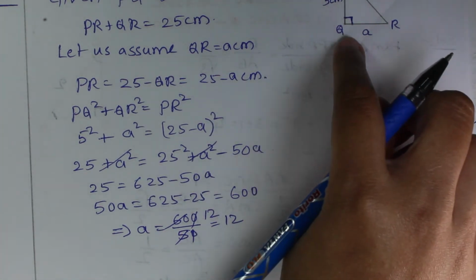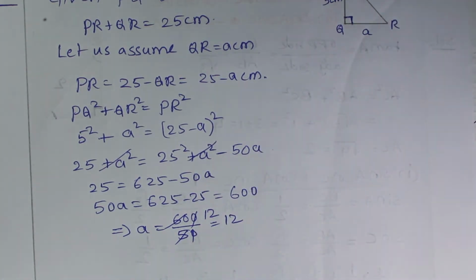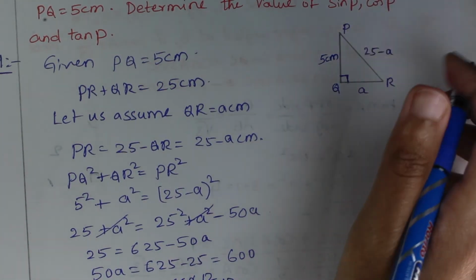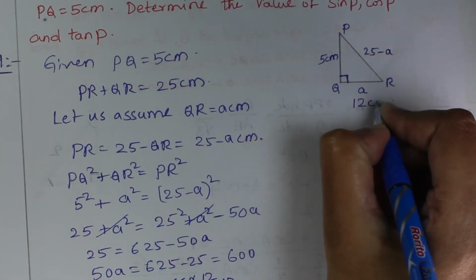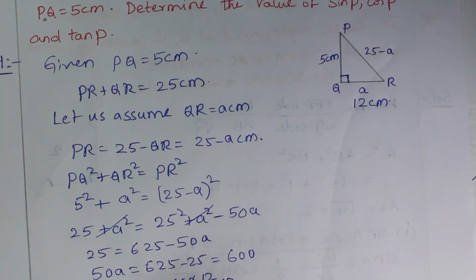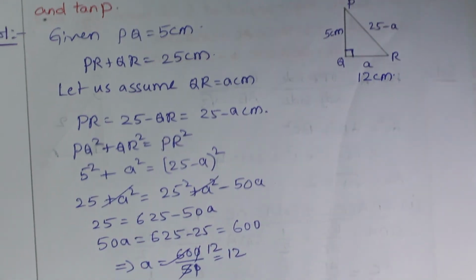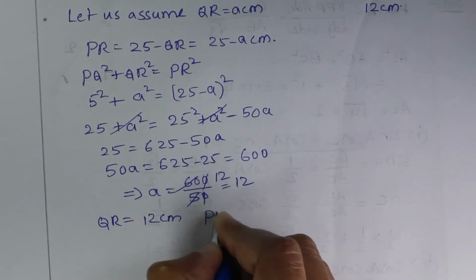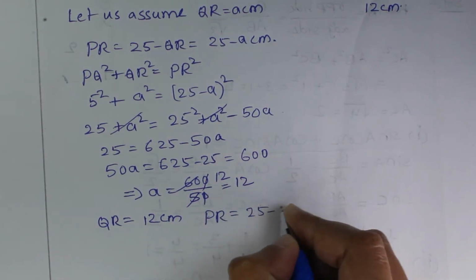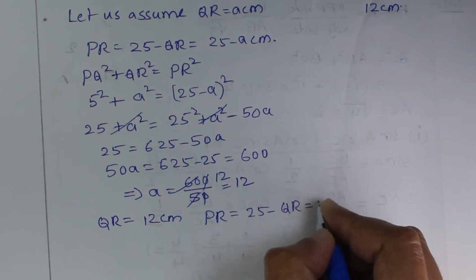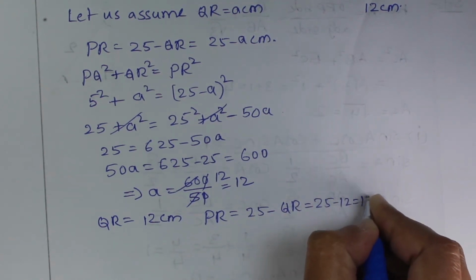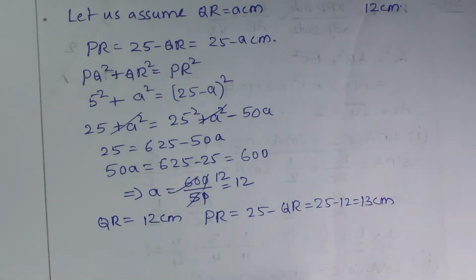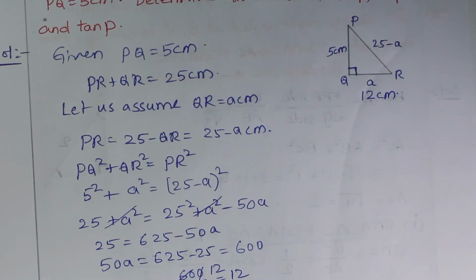So we got the value of QR is 12 centimeters. QR is A, which is equal to 12 centimeters. Now what is PR? PR is equal to 25 minus QR, that is equal to 25 minus 12, that is equal to 13 centimeters. So the hypotenuse is 13 centimeters.